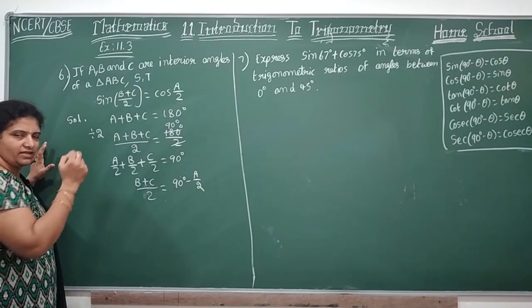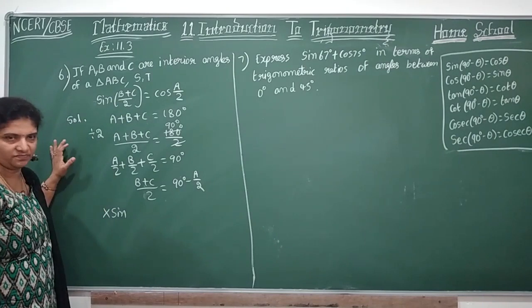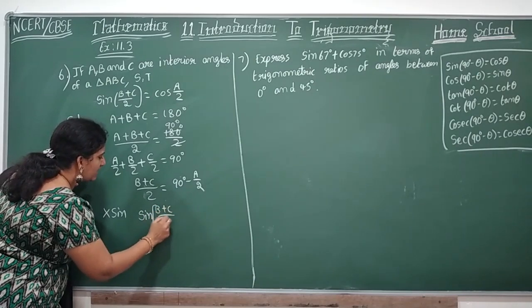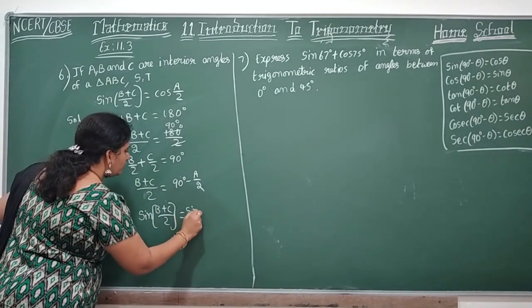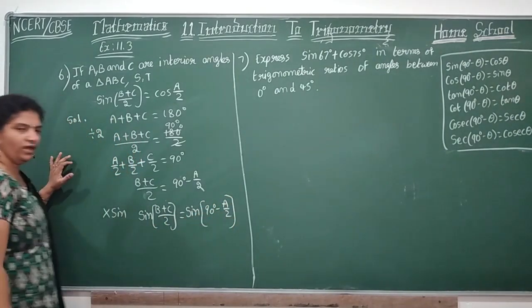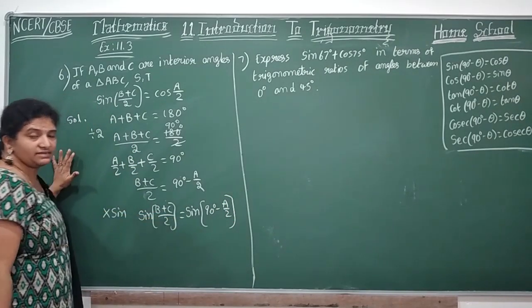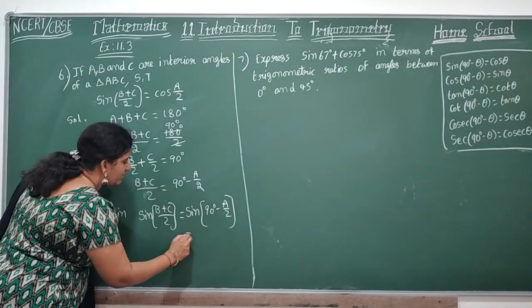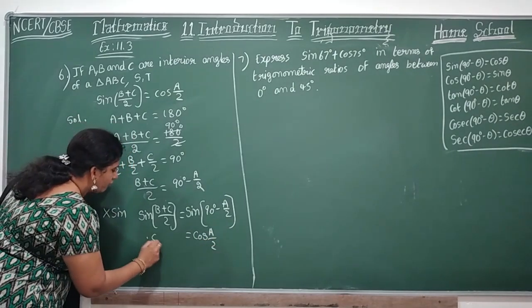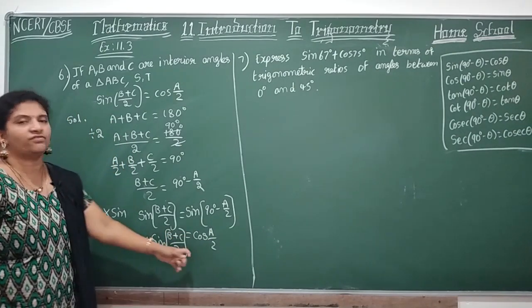Okay, the LHS side is similar, near to the answer. Now multiply sine on both sides. What happens here? Sine of (B plus C) by 2 is equal to sine of (90 minus A by 2). So the LHS side is ready. But now for the RHS, you can remember the identity. What is sine of 90 minus theta? It will be cos theta. Your theta value is A by 2. Therefore, sine of (B plus C) by 2 is equal to cos of A by 2.